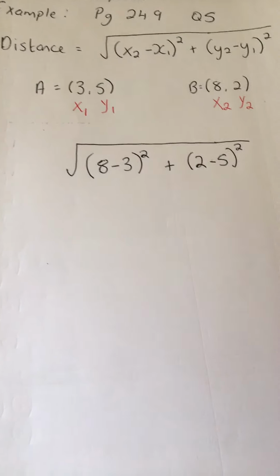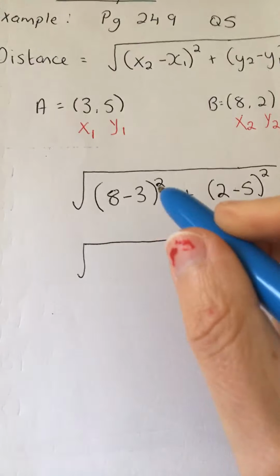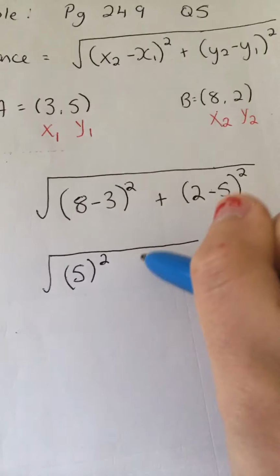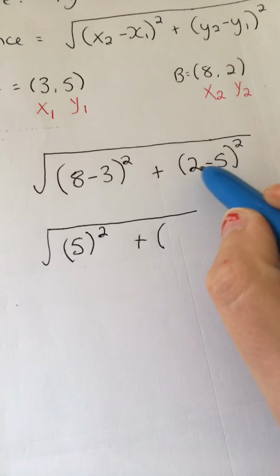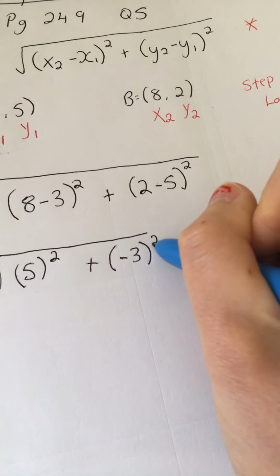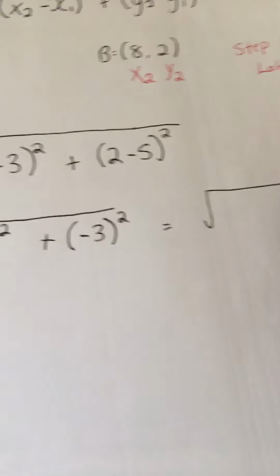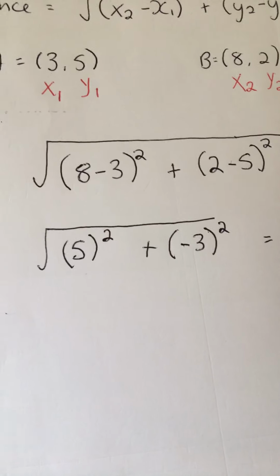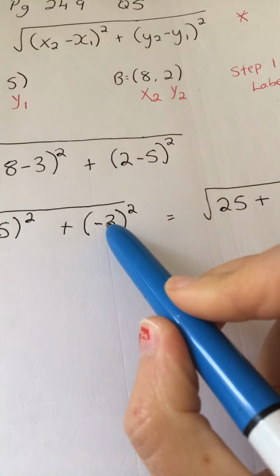And then you just keep on going, working it out. So we still have that square root. 8 take away 3 is 5, still in brackets, still squared, plus 2 take away 5. Okay, don't fall into the trap. That is minus 3 squared. So I'm just going to continue on over here, still tidying up. 5 squared, 25, plus, now minus 3 squared.